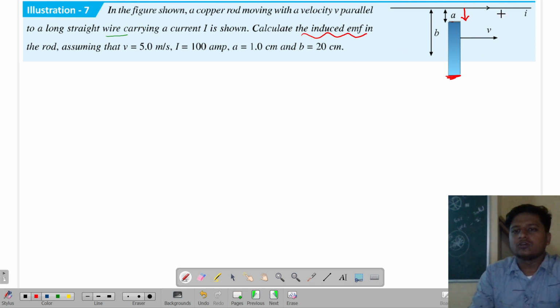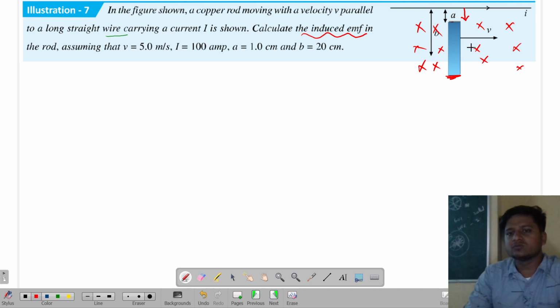Now look at this copper rod. For this current I, what will be the direction of magnetic field? In this region, it will be a cross magnetic field, going inside. So you have got your magnetic field, and you have the rod which is moving with velocity v. What will happen? EMF will be developed. Lorentz force will act on it, and for that EMF will be developed. Now consider this to be point P, this to be point Q.